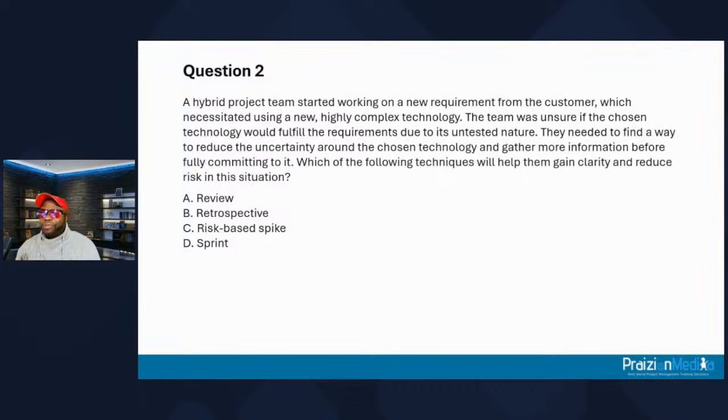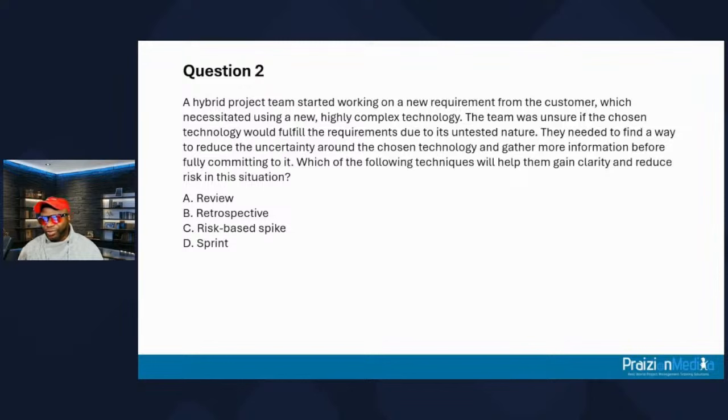Question 2. A hybrid project team started working on a new requirement from the customer, which necessitated using a new highly complex technology. The team was unsure if the chosen technology would fulfill the requirements due to its untested nature. They needed to find a way to reduce the uncertainty around the chosen technology and gather more information before fully committing to it. Which of the following techniques will help them gain clarity and reduce risk in this situation?